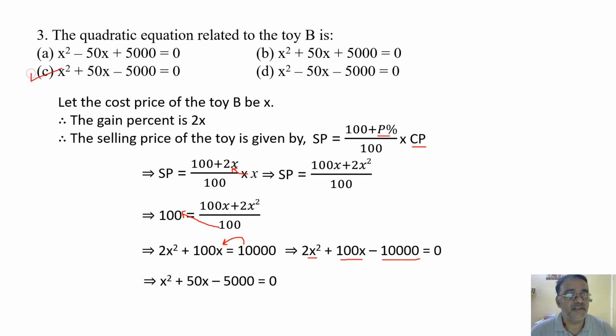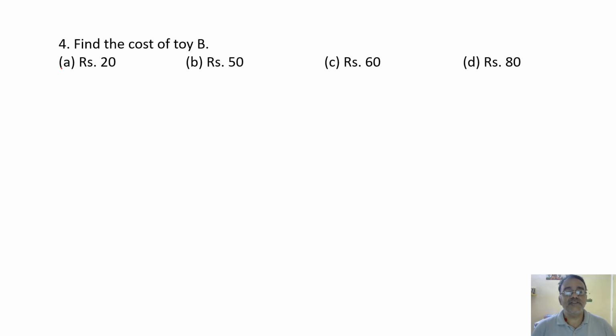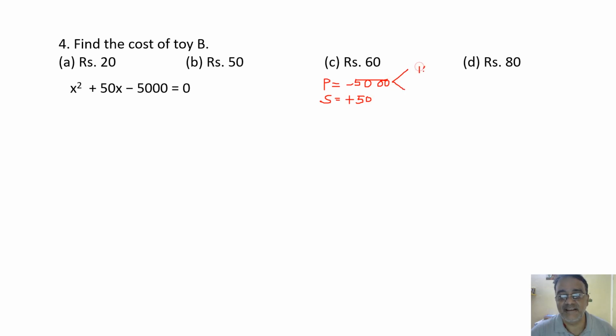Option C. Right. Find the cost of toy B. So cost x solve करना है, मतलब उस quadratic equation को हम लोग को solve करना है. So this is the quadratic equation. Here P is minus 5000, right? And sum is plus 50. So 5000 का दो factor जिसका difference 50 आना चाहिए. 150. Clear?